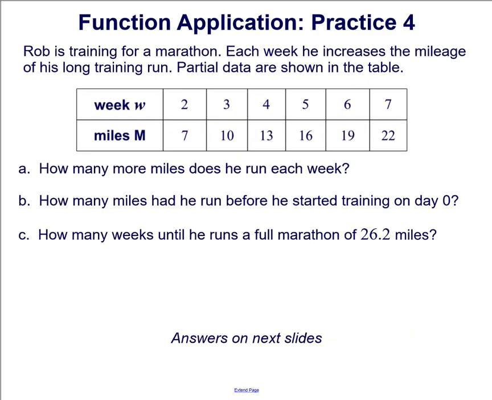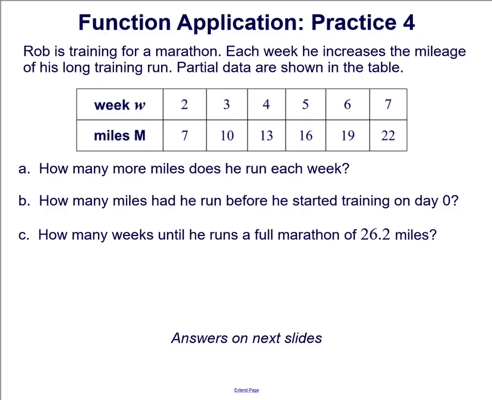Function application practice number 4. Rob is training for a marathon. Each week he increases the mileage of his long training run. Partial data are shown on the table. So take a look at the table and analyze the data. There are 3 questions you're going to answer.